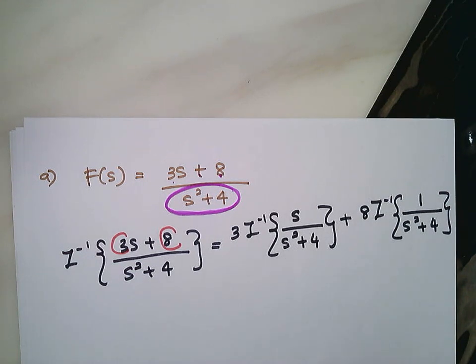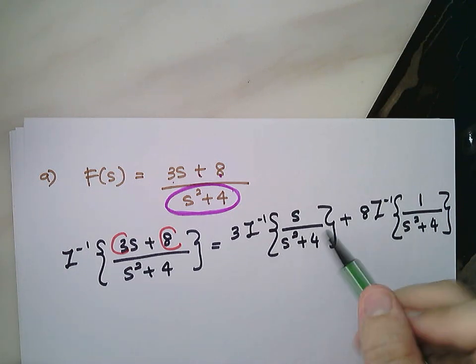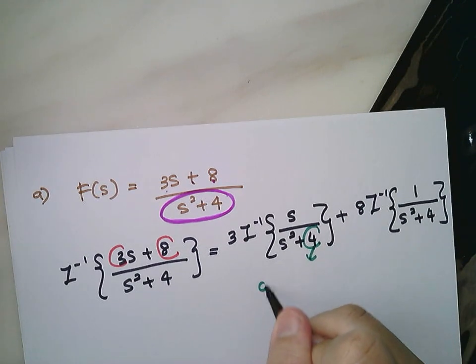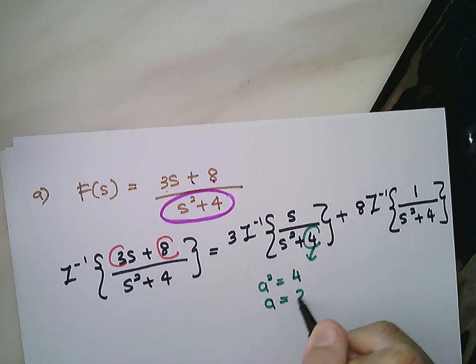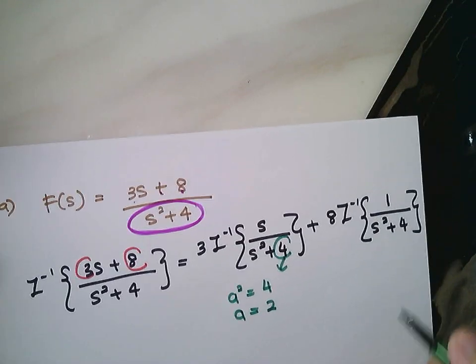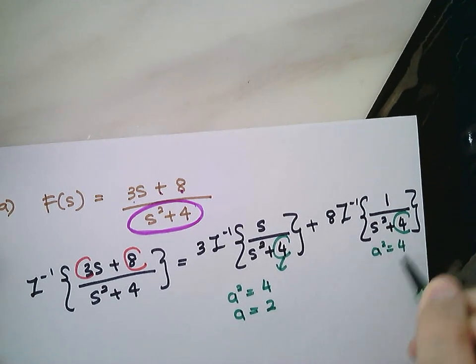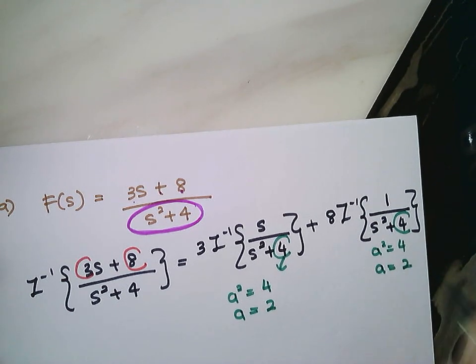As for this one, before you can find the answer by using the table of Laplace transform, you need to define what your a is. This is a squared. So you know that a squared is equal to 4, so your a is equal to 2. Same goes for this one. You know that your a squared is equal to 4, and your a is equal to 2.